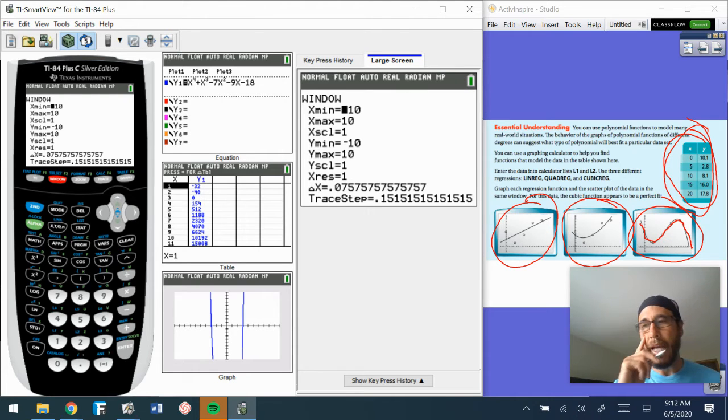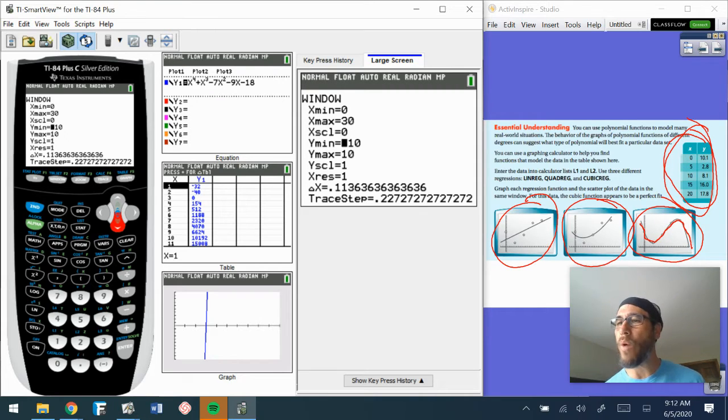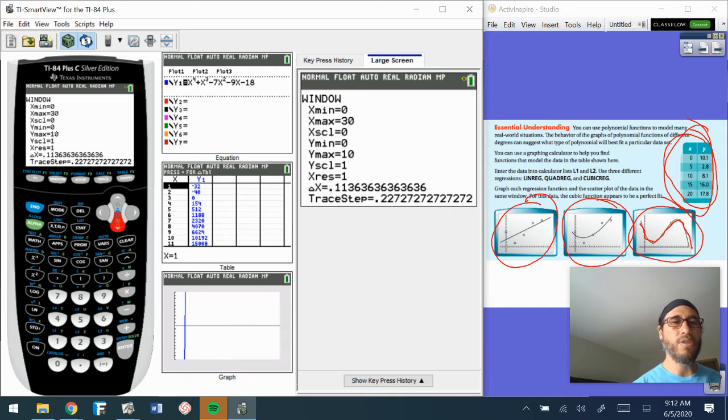So let's go ahead. If you look at your X's, your X goes from 0 to 20, but I want to predict the future. So let's go all the way to 30 here, okay? And then remember, our scales, we want to be 0. Our Y's, where do our Y's go from? It looks like it goes from 0 to 17.8. I'm going to go 0 to 30. Okay.